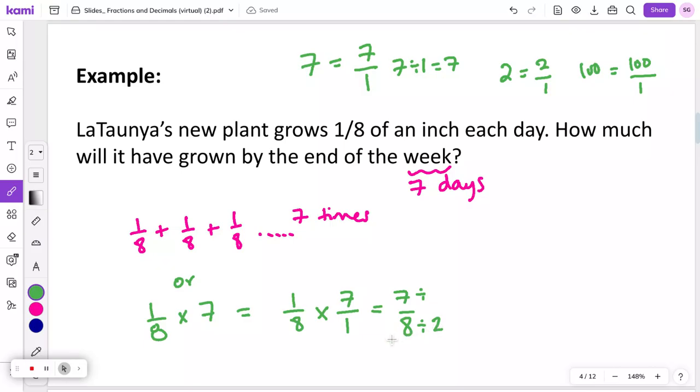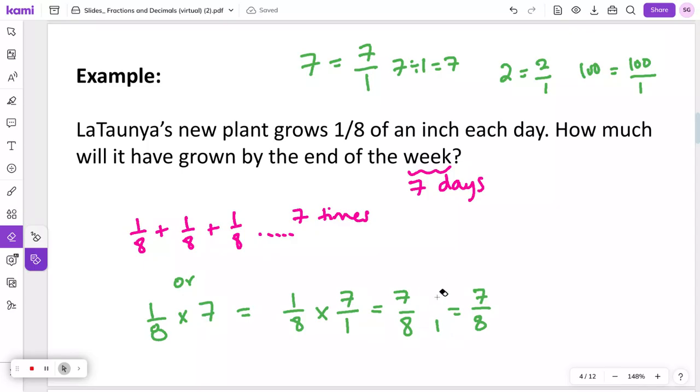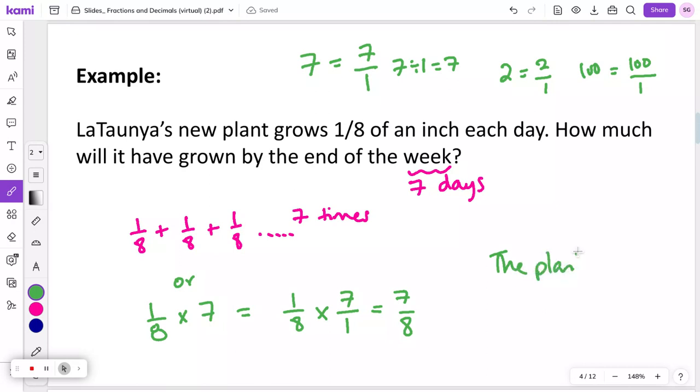So for example, I can't divide by 2 here and 7 here because it's not the same number. The only number that's the same that you can divide both of them by is the number 1. But if I do that, notice I'm not simplifying anything. I just get the same fraction. So we've got our final answer then. The final answer is 7/8. And so to answer that question, how much will it have grown by the end of the week? We can say the plant grew 7/8 of an inch by the end of the week, if you want to say that.